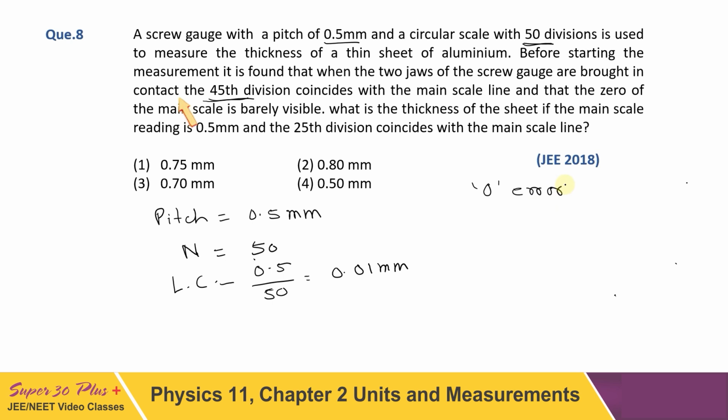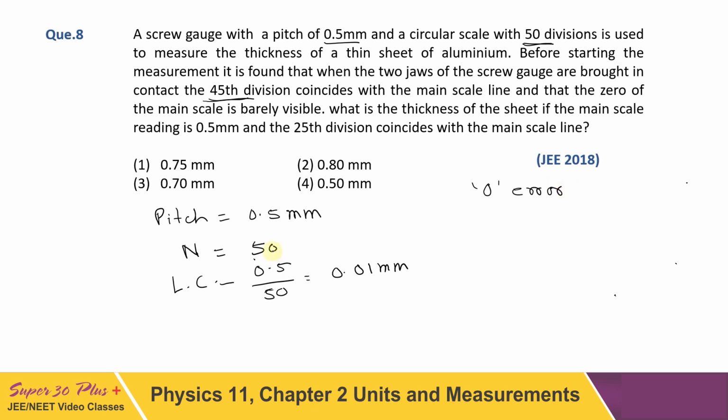Now as I had told you, you can recall that if the value which is coinciding with the reference line when no object is placed between the jaws is less than n by 2, zero error has to be subtracted, and if it is more than n by 2, zero error has to be added. Here the value of n is 50.